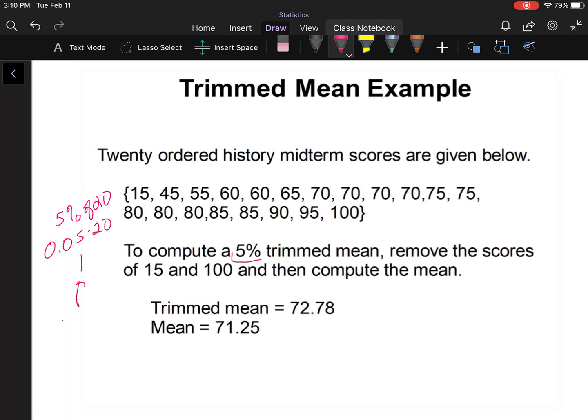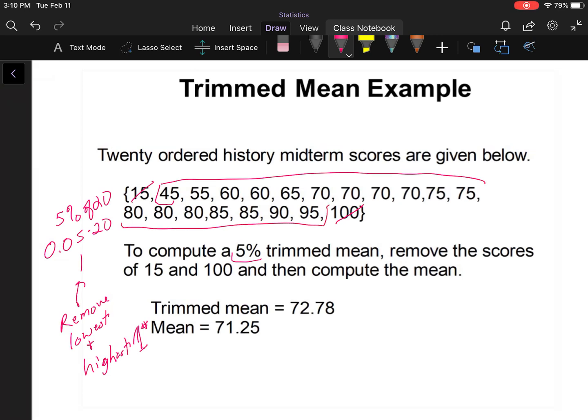So I'm going to remove the lowest and highest number. So the 15's out and the 110 is out. You're going to add up all of these numbers that are left, and that's going to be on the top of your fraction. But now you're going to divide by 18. And the reason why you're dividing by 18 is because you have two fewer numbers. So the trim mean is 72.78, and the actual mean was 71.25.